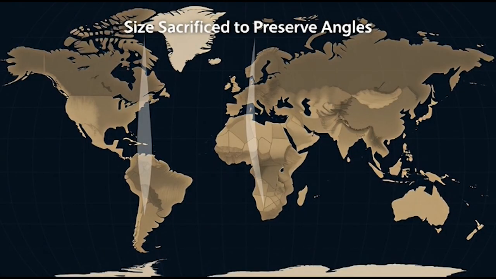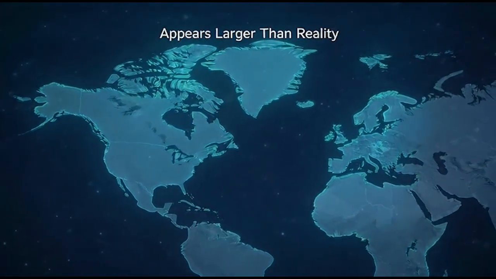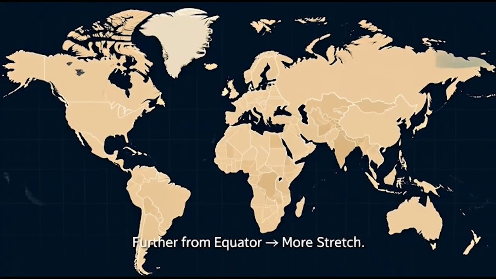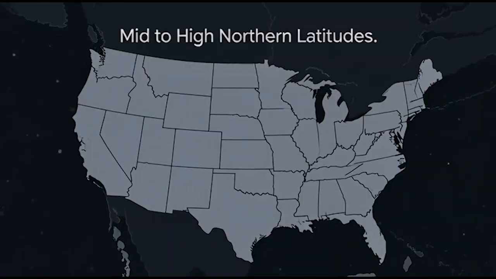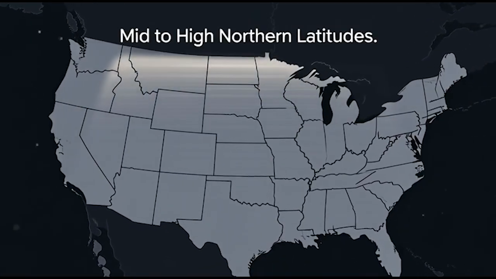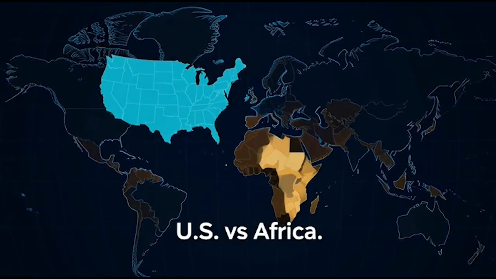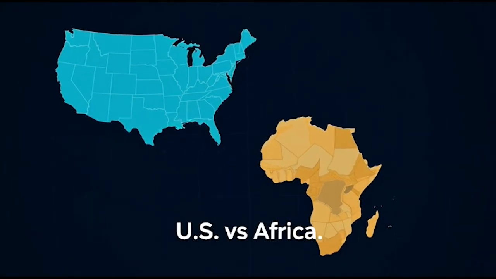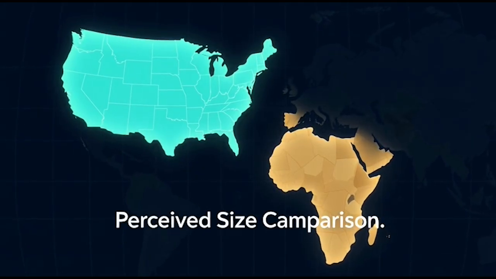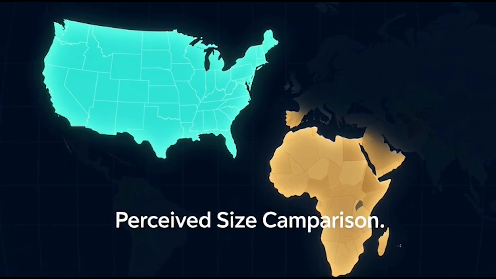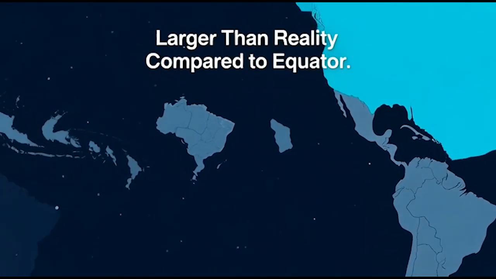The genius of the Mercator map is that it preserves angles. If you sail in a straight line on a Mercator map, following a constant compass direction, you'll reach your destination accurately. For maritime navigation in the 16th century, that was revolutionary. But here's the catch. To preserve angles, the Mercator projection sacrifices size accuracy. The further you move from the equator, the more land masses are stretched. Countries in higher latitudes appear much larger than they actually are. Countries near the equator appear smaller.